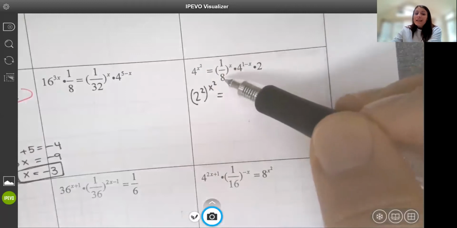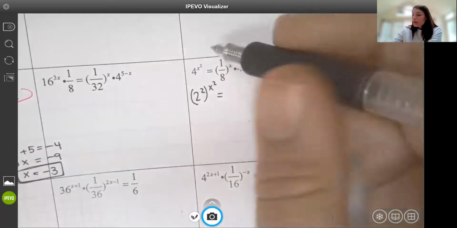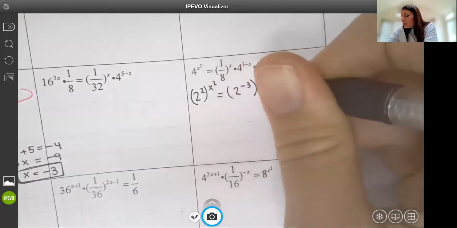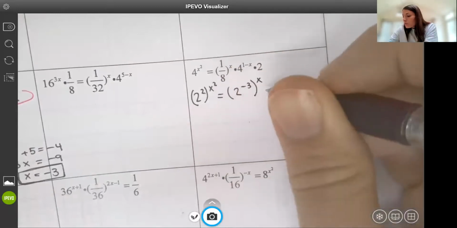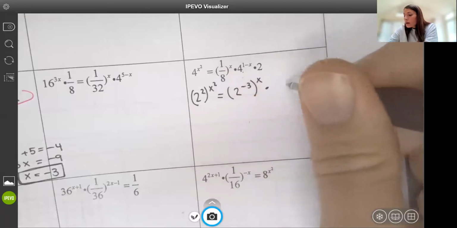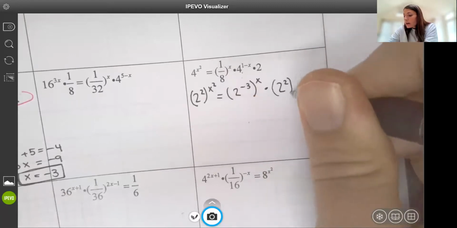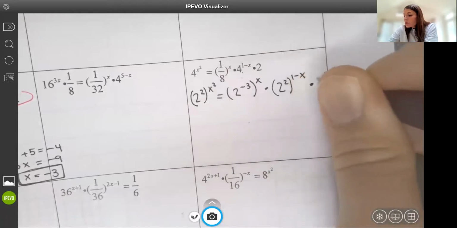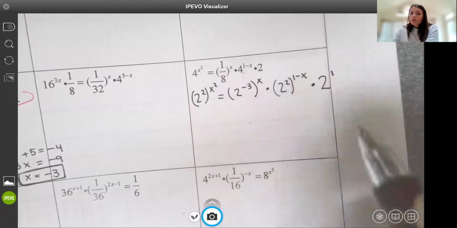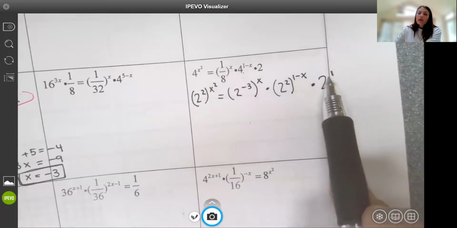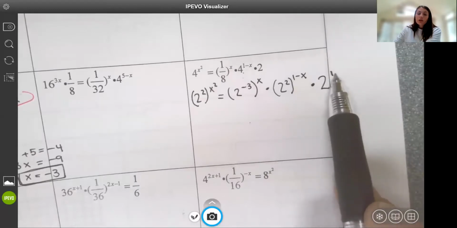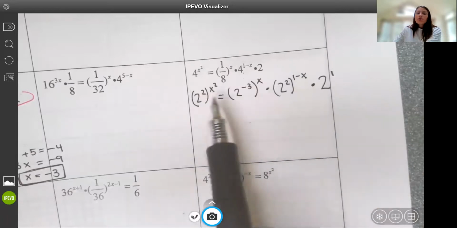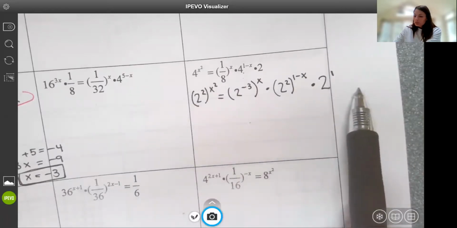1/8, so 8 is 2 cubed. 1/8 would be 2 to the -3rd power, to the x power, times 4, again rewriting that as 2 squared to the 1 minus x, times 2. And I'm just going to write that as 2 to the 1st, so we don't leave out that exponent when we get further along. So I've taken my equation and rewritten it with the same bases.